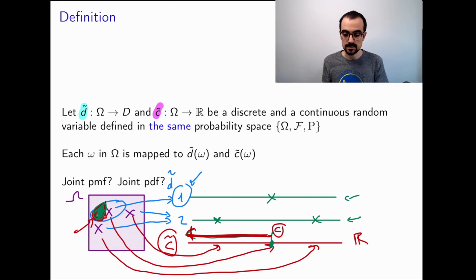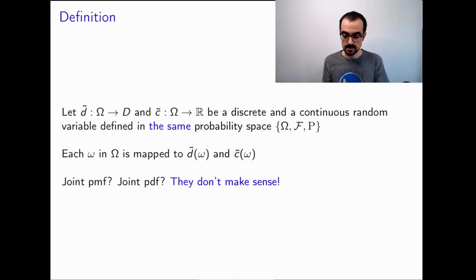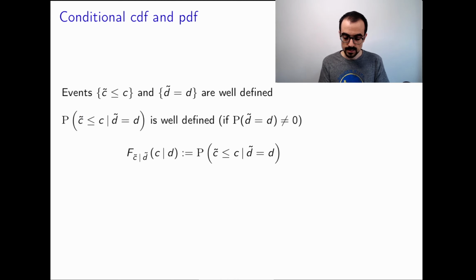Because of that, we can now reason about the probability that the random variable C is smaller than that fixed value, conditioned on the discrete random variable being equal to a certain value. That is going to be well defined as long as the discrete random variable indeed can take that value. And the reason it's well defined, again, is because it's an intersection of two well defined events in an underlying probability space.